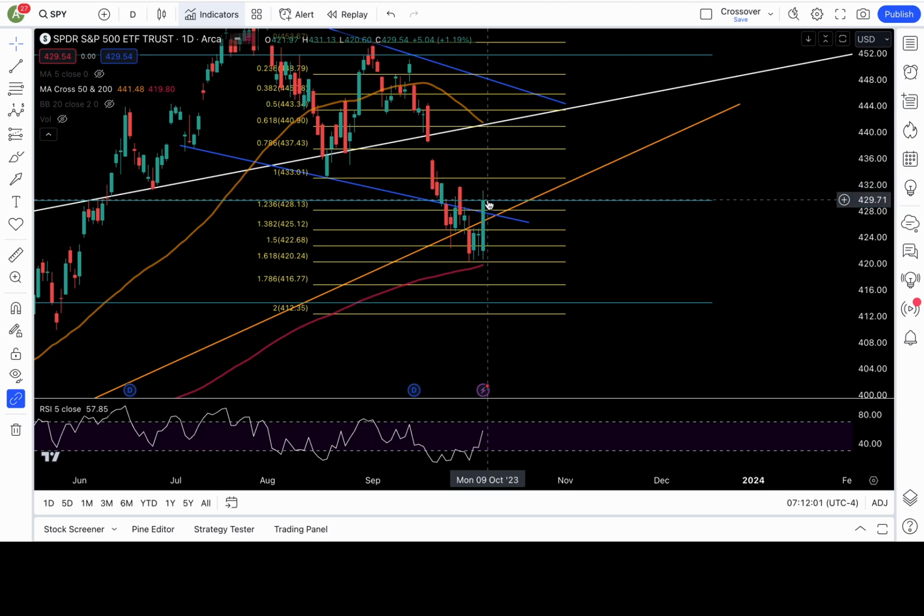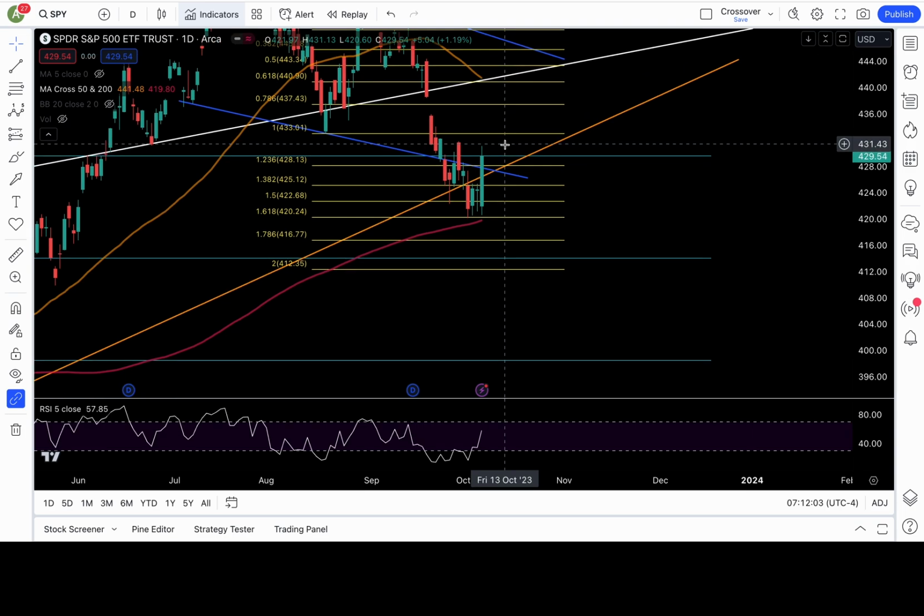Well, if 429.6 defends as resistance, 428 is the first support I'll be watching. If that breaks down, that is a false breakout. We cleared 428 last week. If it breaks back down below 428, that's a potential false breakout on the daily chart. So that's when you want to look to short.